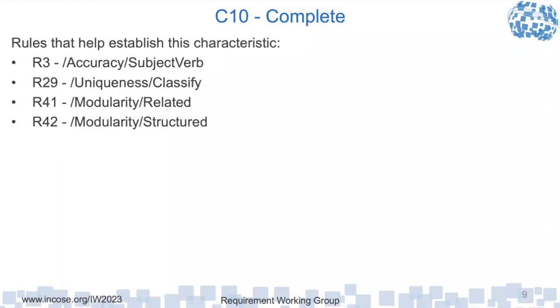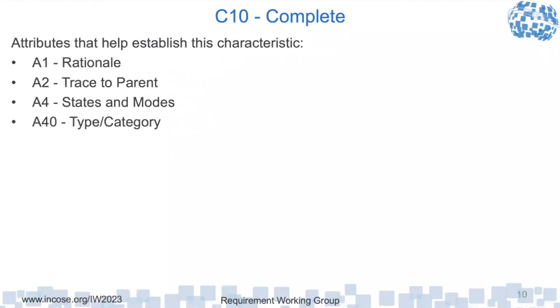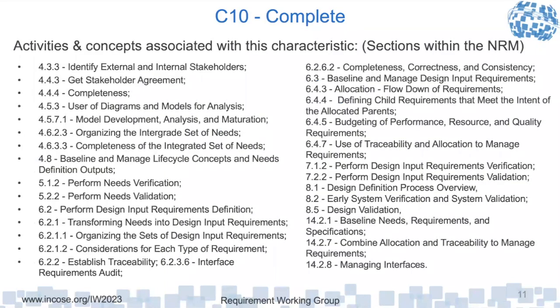Yeah, that helps. R29 really deals with sets of requirements, while a lot of the other rules are on the individuals. And attributes, yeah, having the rationale, transparent states and modes, that category can help. And lots of activities have to do with completeness. Have we done all this upfront work? That's what all of section 4 is.